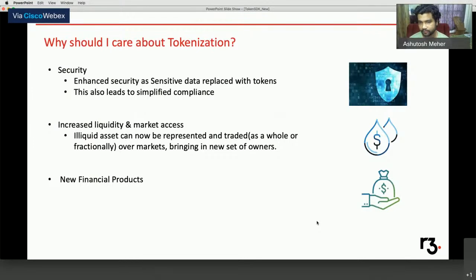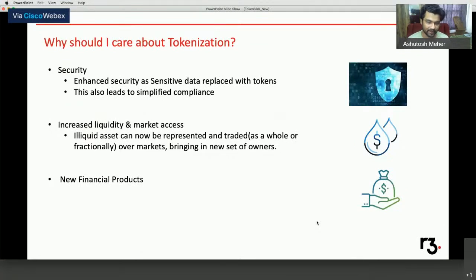So moving on, the other benefit that we could get out of tokenization is increased liquidity and market access. What that means is illiquid assets, like let's say a piece of real estate, or a piece of art, a big mansion, let's say, which is worth millions of dollars, and someone wants to invest in that. You can't unless you have that much amount of money. You need to have that much finance so that you can buy that and then hold it for some years and then sell it again to make any profit.